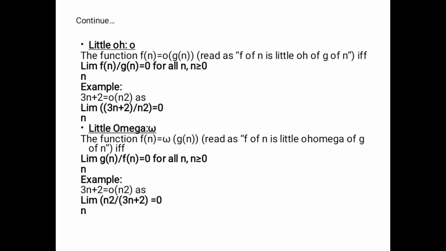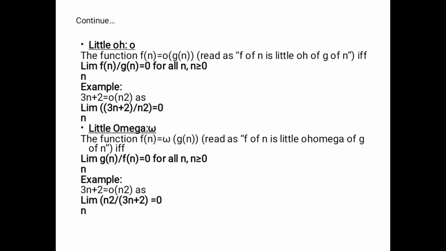Here we take f of n as 3n plus 2 and g of n as n squared. We substitute that. The limit of f of n by g of n is 3 by n plus 2 by n squared. We get the value as 0. So it is a little o notation.